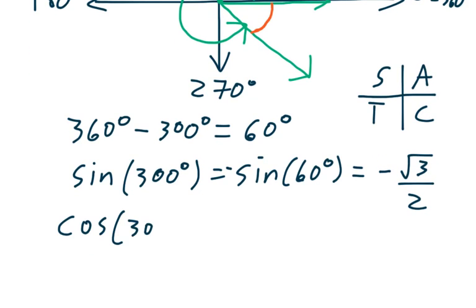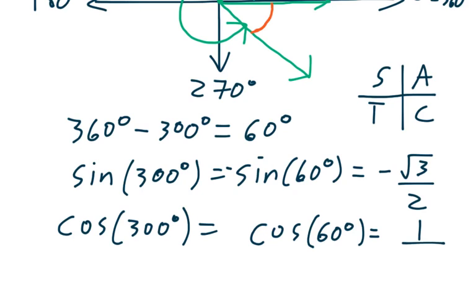Cosine of 300 degrees, again, we have the reference angle. We're going to have cosine of 60 degrees. Okay, and again, cosine's positive, so we're not negating it. So in this case, what are we going to have? We're going to have just a half.